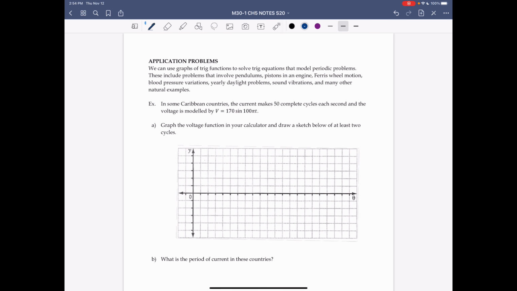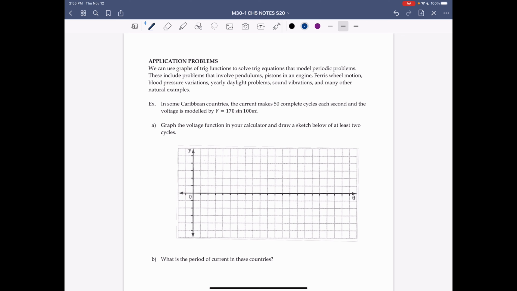We can use graphs of trig functions to solve trig equations that model periodic problems. These include problems that involve pendulums, pistons in an engine, Ferris wheel motion, blood pressure variations, yearly daylight problems, sound vibrations, and many other natural examples.